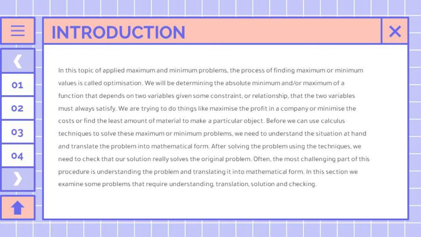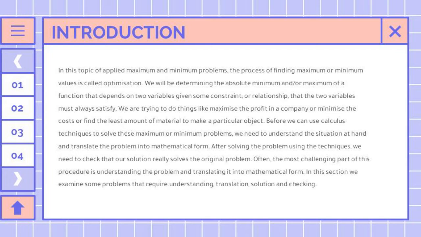In this topic of applied maximum and minimum problems, the process of finding maximum or minimum values is called optimization. We will be determining the absolute minimum and or maximum of a function that depends on two variables given some constraint or relationship that the two variables must always satisfy. We are trying to do things like maximize the profit in a company, or minimize the cost, or find the least amount of material to make a particular object.